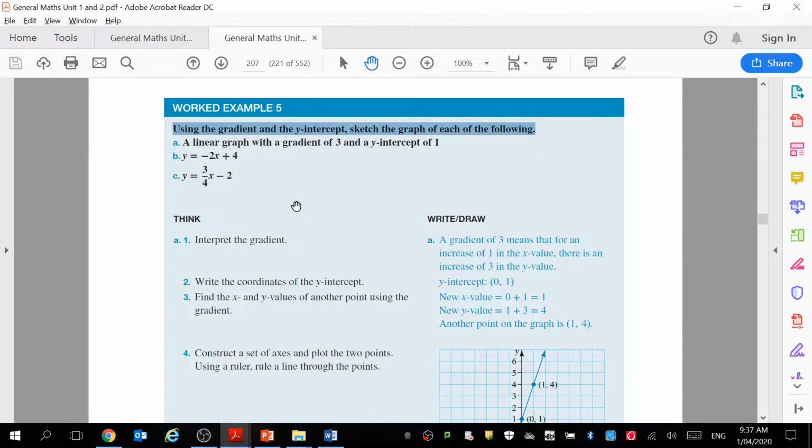Now, this one I won't actually copy into that document because it's kind of hard to express without actually watching a video. So the gradient y-intercept method, if you remember from before, is where you start at the y-intercept, that's your beginning point, and then you use the gradient to sketch it. Now here, you've got y equals negative 2x plus 4.